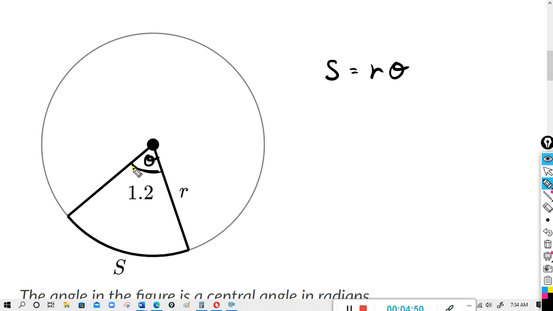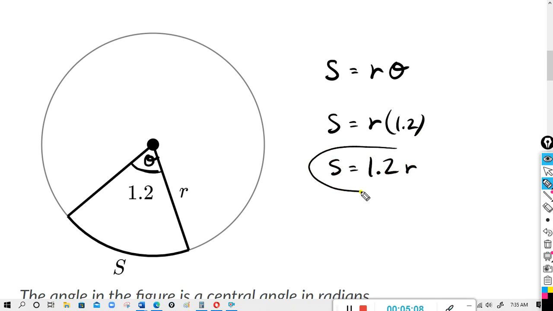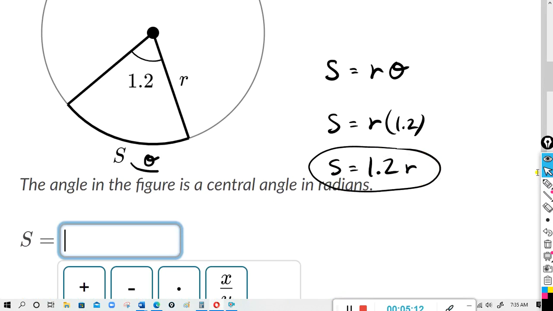Okay, it's 1.2 radians. Okay, so S is going to equal R times 1.2. So we can just say S equals 1.2 R. That's it. Okay, so we wrote the arc length in terms of the radius R. That's it. So type 1.2 R in the box. It's just 1.2 times R.